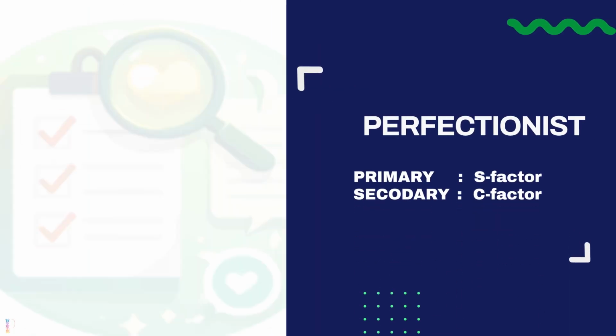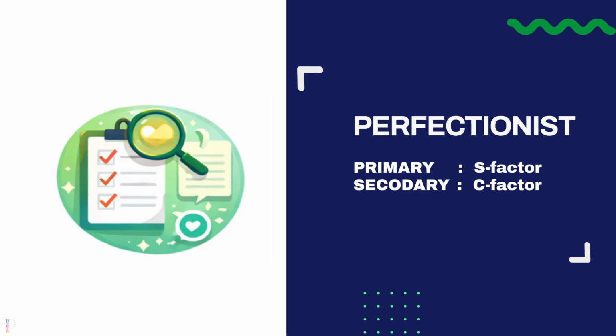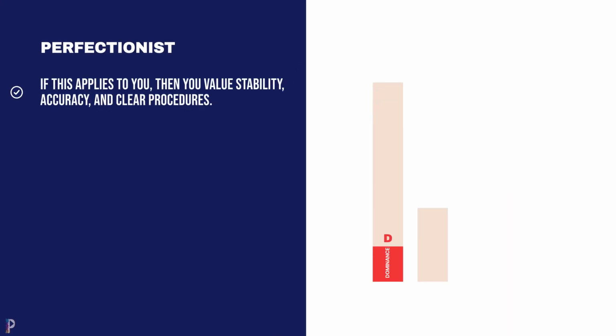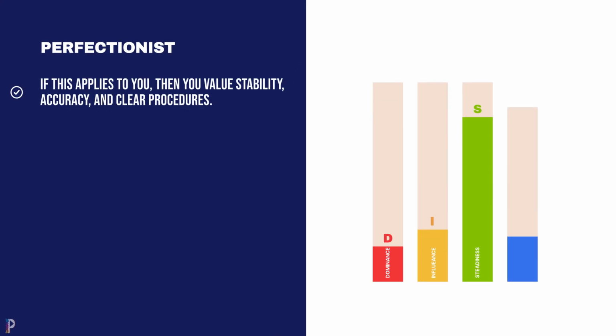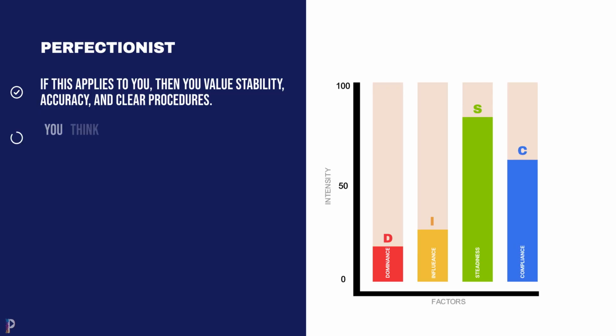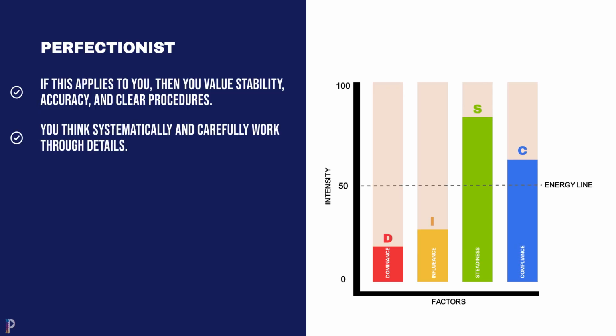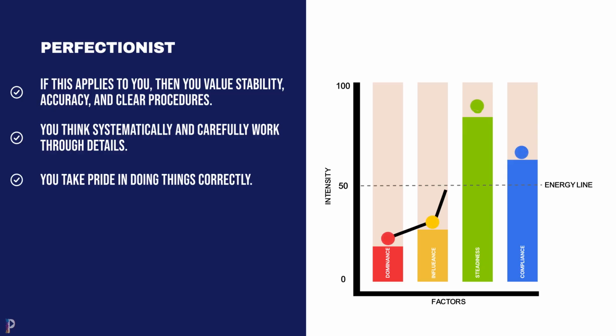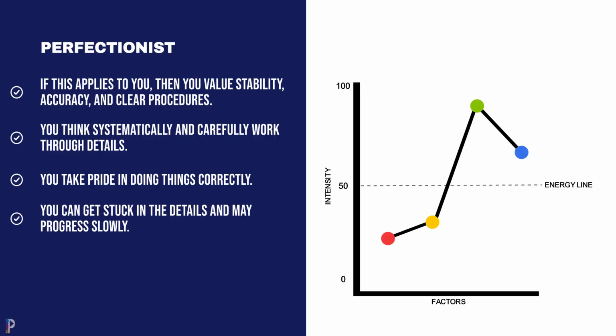If the S factor is the dominant factor, with the C factor being the secondary factor, then you are the perfectionist archetype. If this applies to you, then you value stability, accuracy, and clear procedures. You think systematically and carefully work through details. You take pride in doing things correctly. However, you can get stuck in the details and may progress slowly.